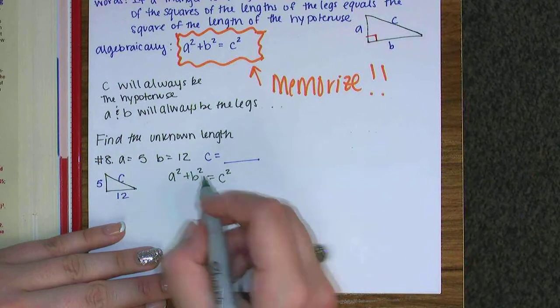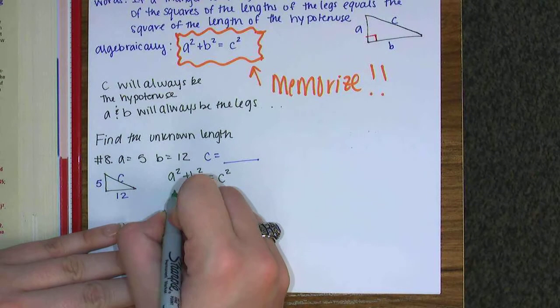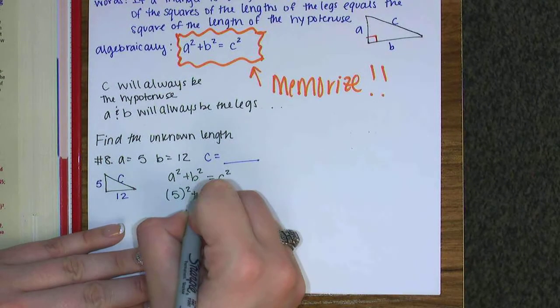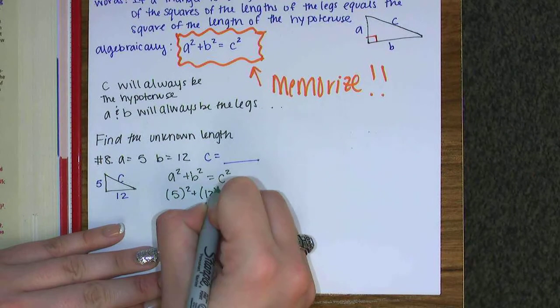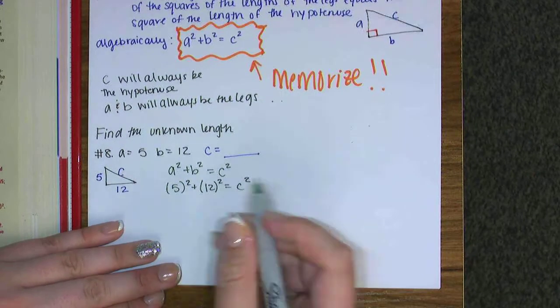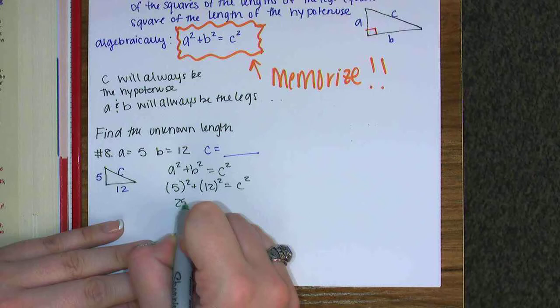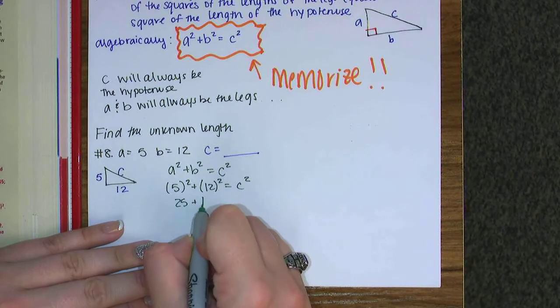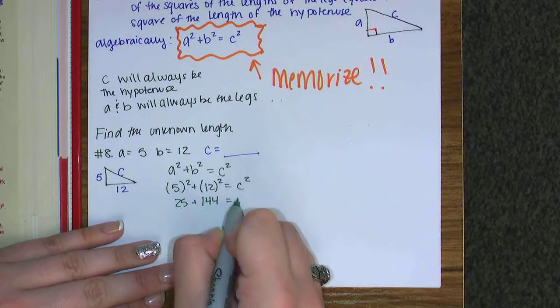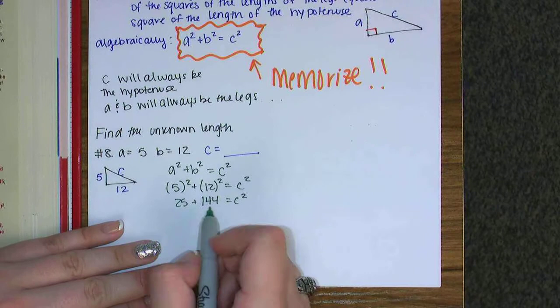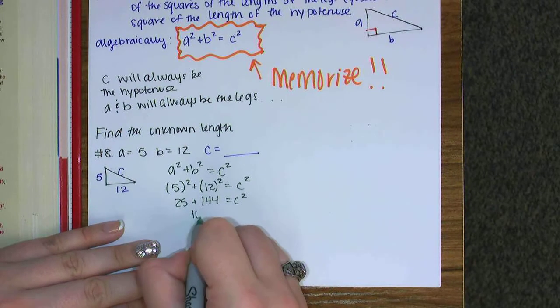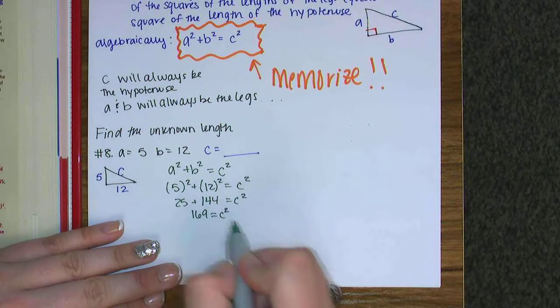Let's just go ahead and do it that way. Alright, so A is 5, so 5 squared plus B is 12, so 12 squared is equal to C squared. 5 squared is 25, plus 12 squared is 144, is equal to C squared. 144 plus 25 is 169, is equal to C squared.